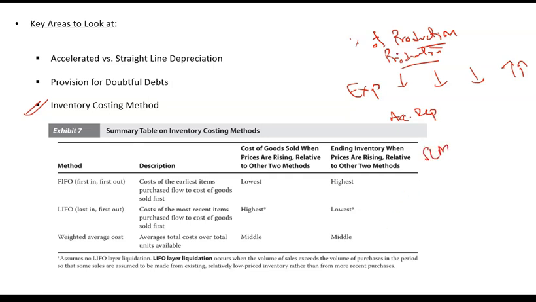So if the percentage of production method is used, again you will compare it to other possible methods being used in the industry. So whatever method is being used, you should compare it to other methods. Within the accelerated method, you can have the double declining method, you can have the reducing balance method. So there can be different methods within accelerated depreciation as well.